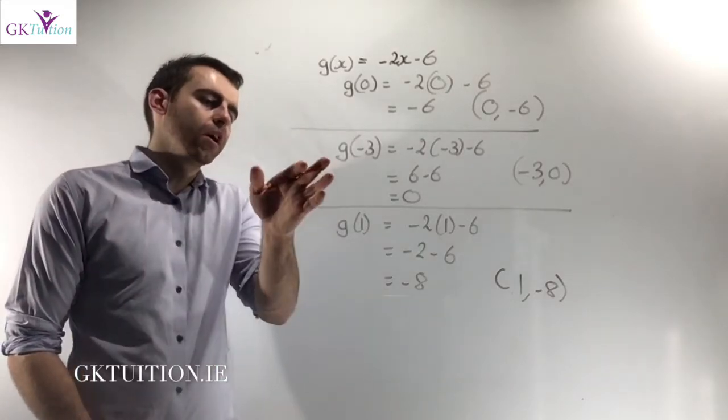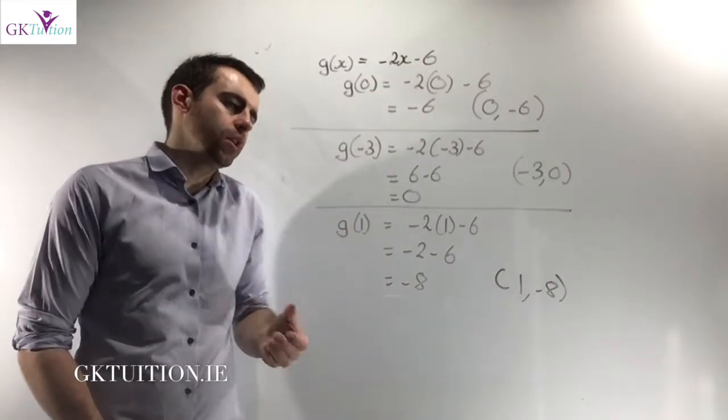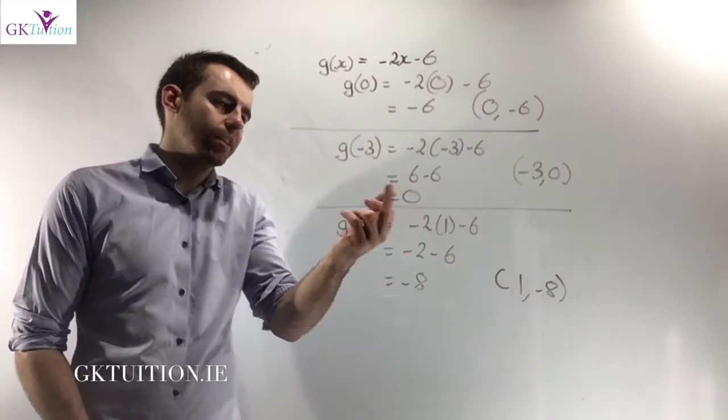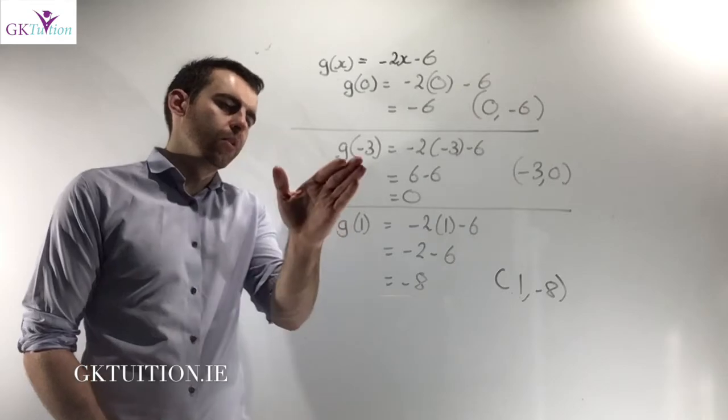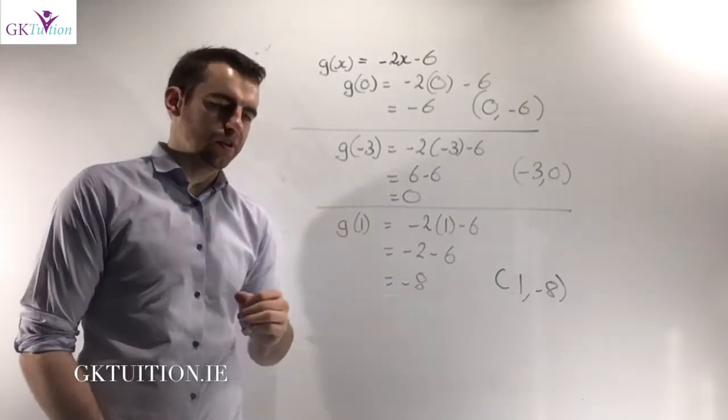To get another one, I sub in g of minus 3. So instead of an x, I just sub in a minus 3. I end up with plus 6 minus 6, which is 0. So I know that when x is minus 3, y equals 0. So my second point is minus 3, 0.